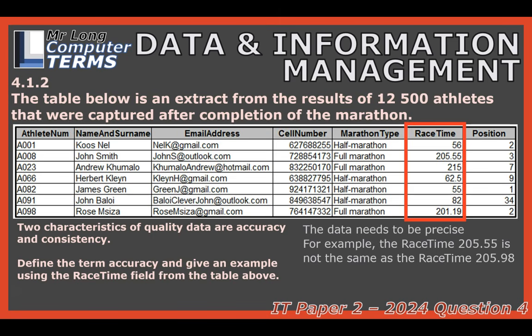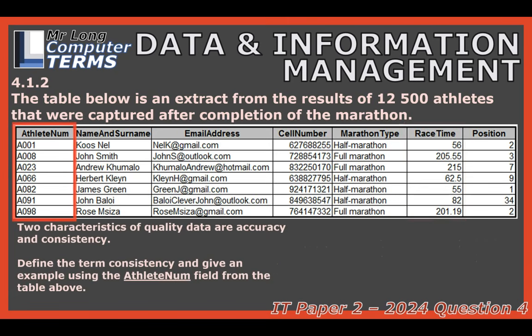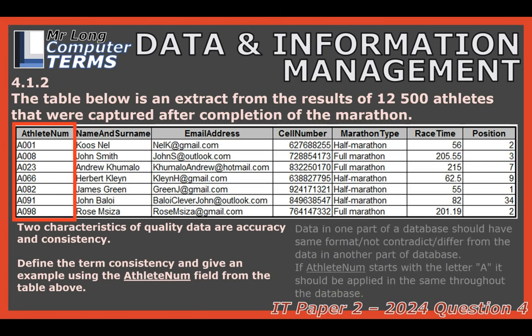The more precise, the more accurate we can have our information. And then the next thing we're going to talk about is consistency, referring to athlete number or athlete num. Now there's a constant format there for the athlete number that always starts with an A followed by 3 digits. And if we want consistency, we want to make sure that it follows that consistent trend.